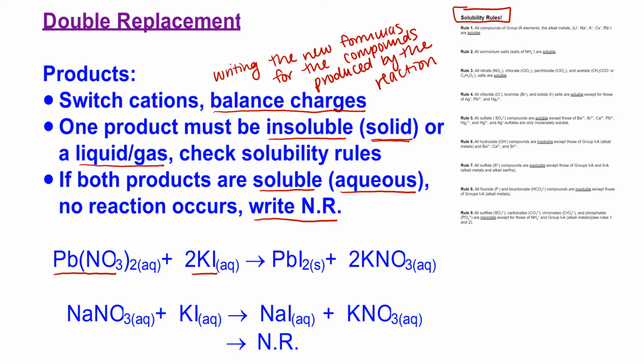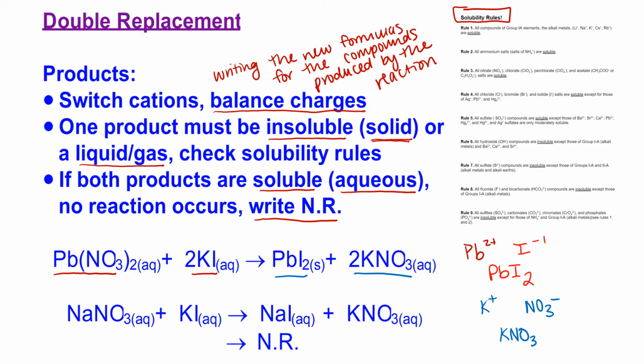When those cations switch, we know the lead, which has a charge of +2, is going to bond to the anion of the other compound. In this case, that's going to be the iodine, which has a charge of -1. So when they crisscross, we get PbI2. And the potassium, which has a charge of +1 and was originally bonded to the iodine, is now going to bond to the nitrate, which has a charge of -1. So that final formula is going to be KNO3, which is what we see here as our predicted products. That's the first step: just writing out the formulas for the products in your double replacement reaction.